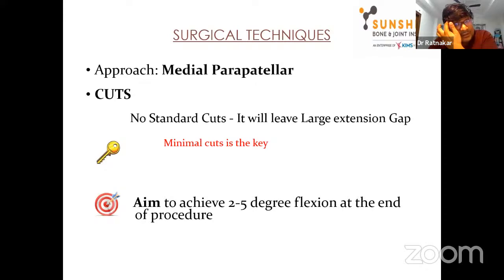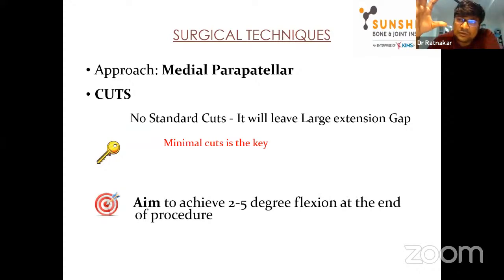Surgical tips: the standard approach is a medial parapatellar. One thing we should keep in mind is that whenever you deal with a recurvatum or a loose joint, all your cuts are going to be minimal. In contrast to the flexion deformity, where your extension gap was tighter than the flexion gap, here your extension gaps are very loose compared to your normal flexion gaps.